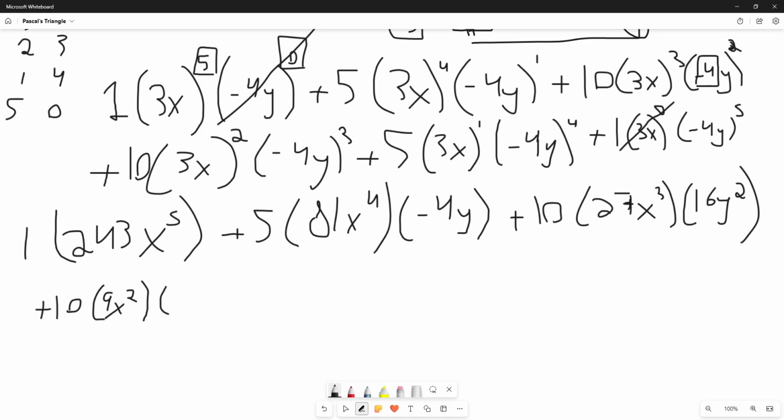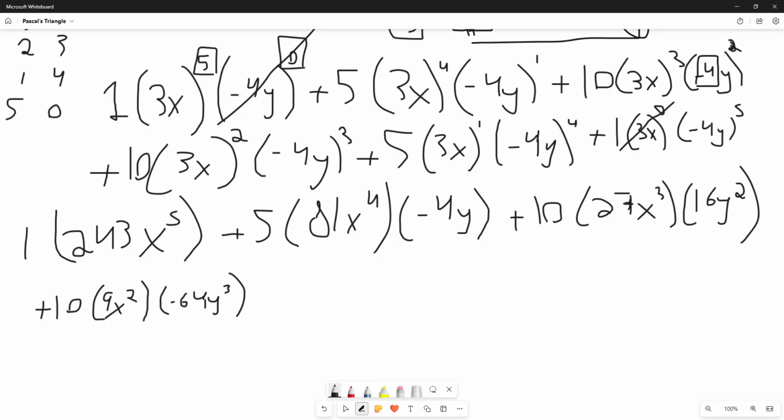4 to the power of 3 is 64. And this time it's a minus 4 to the power of 3. So the minus stays when it's an odd exponent. When it's an even exponent like we had here, it would become positive. So we still have the minus 64y to the power of 3.